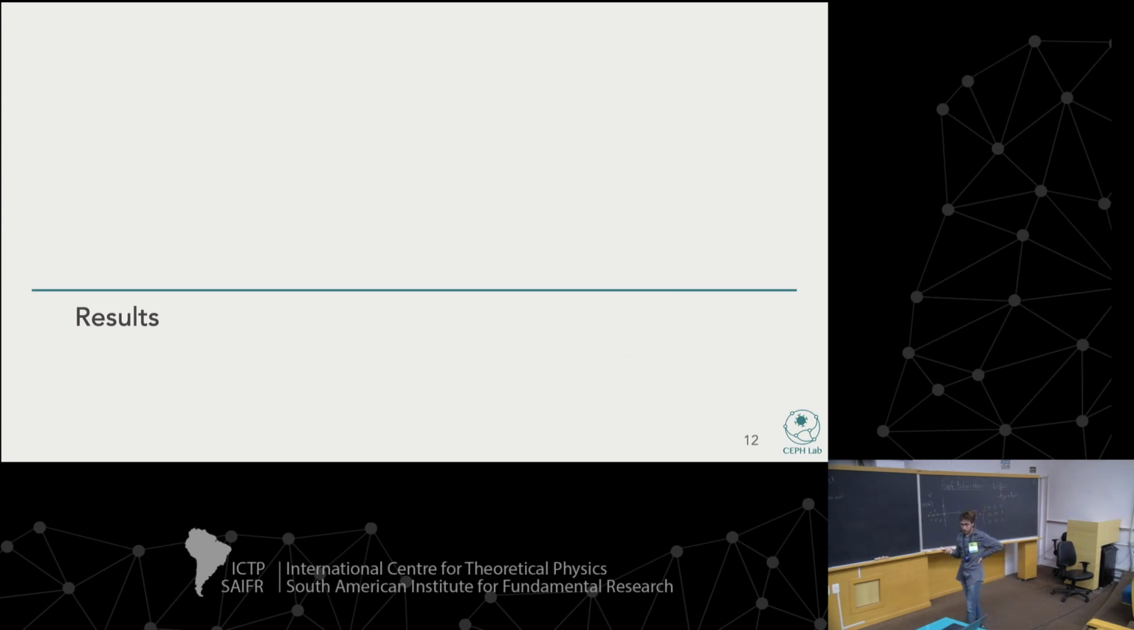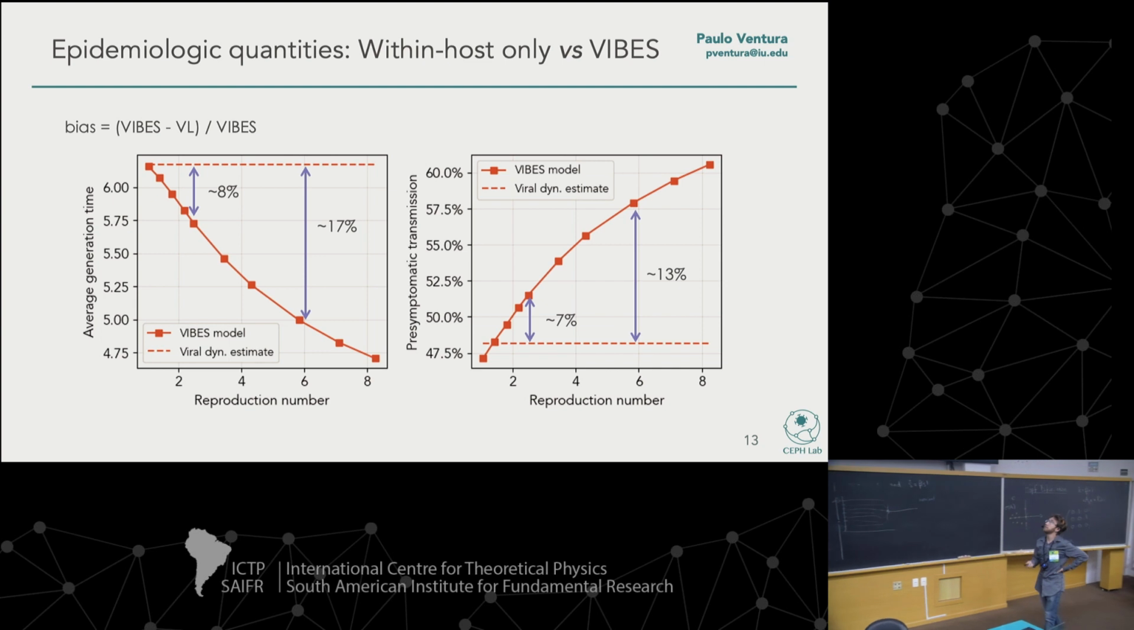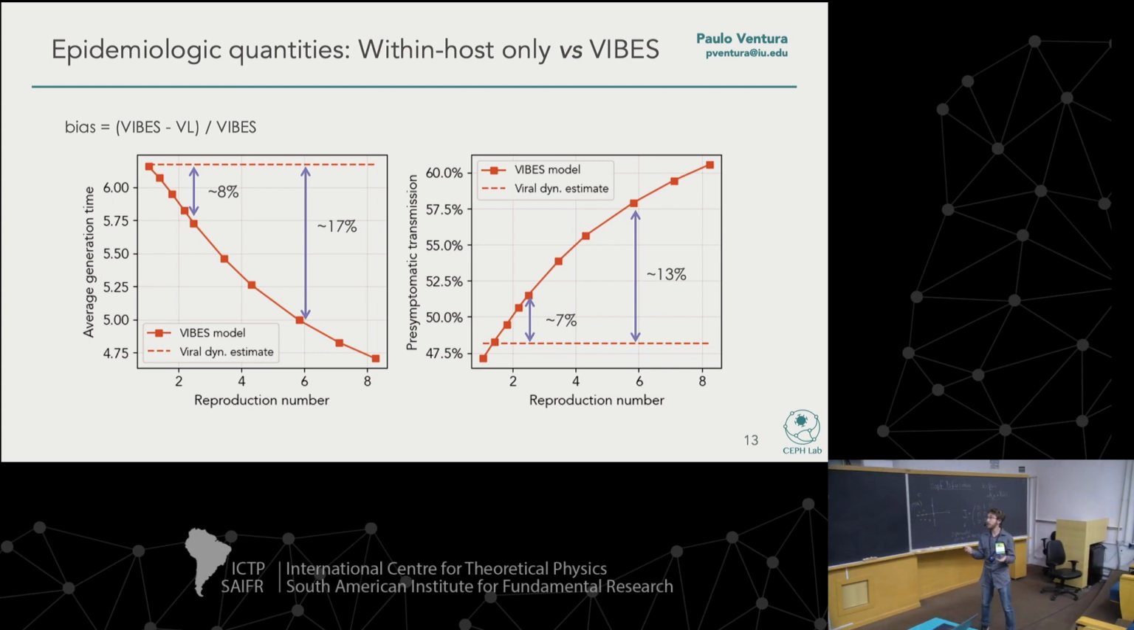So to the results, I'm going to also be very brief here. Basically, what I'm proposing here is to estimate those biases. Here they are. The dashed line is what you get if you use a within-host model only for the generation time. And the solid points are what we simulate with our VIBES model. And as you see, there might be a significant bias. It's not a crazy number, but it's significant.